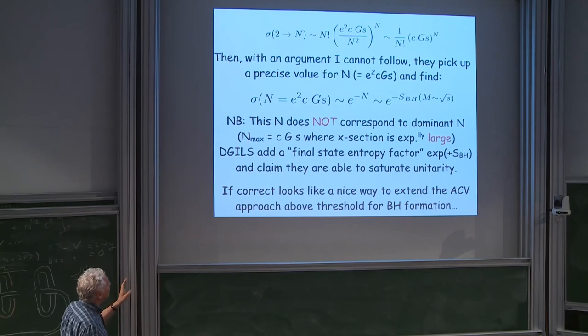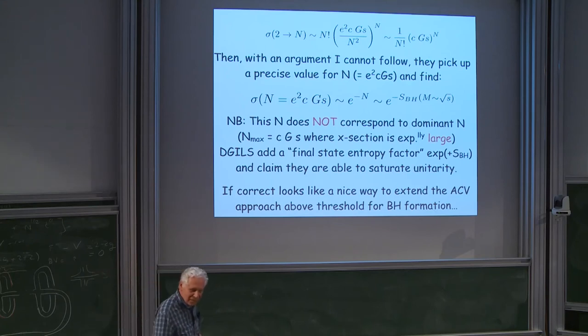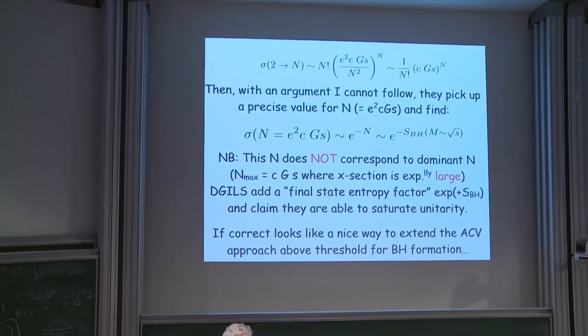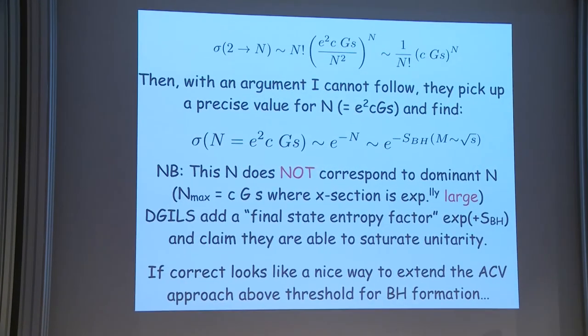But this n does not correspond to the dominant n in the sum. If you take the n which maximizes this expression, it is not at this value, but at this value. You see, they differ by a factor e squared. And there, the cross-section is exponentially large, not exponentially small. So it makes a big difference. Then they add a final state entropy factor e to the plus s to kill this e to the minus s, and they argue that somehow this final state can saturate unitarity. But this final state entropy factor is put by hand. So what is a parameter small s?